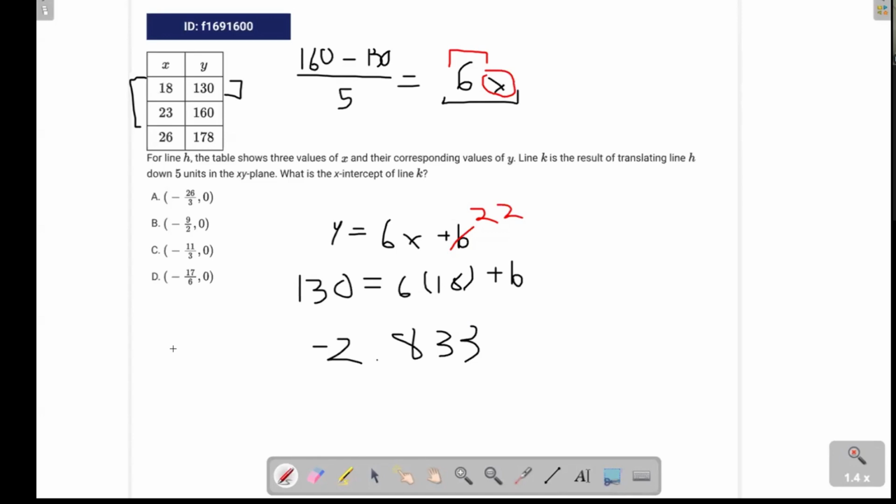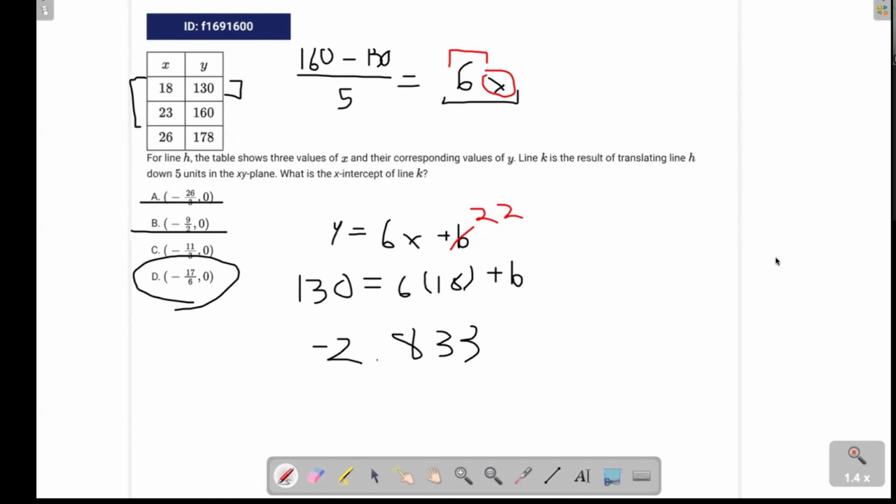So it's not going to be B. When you divide negative 9 by 2, that's going to be a value like negative 4 point something, so that's not going to be it. 17 divided by 6, though, is going to give us our answer, which is going to be D. C is going to give us an answer that's greater than 3.